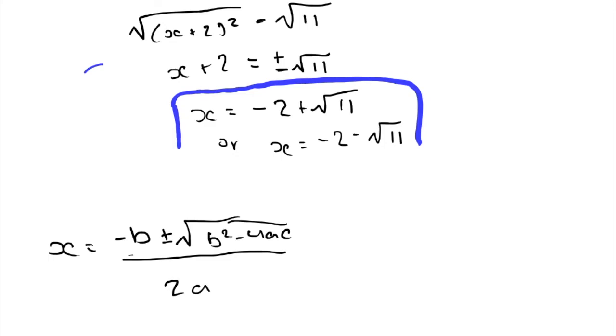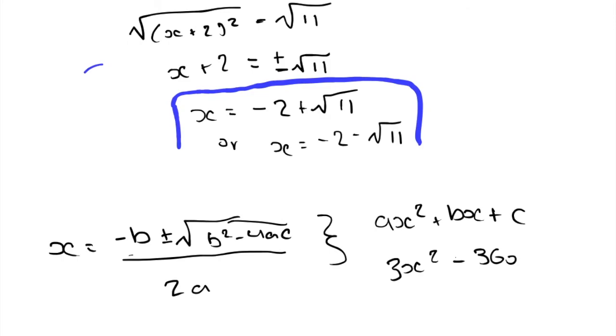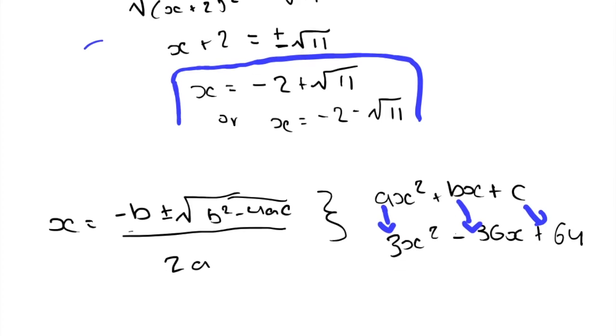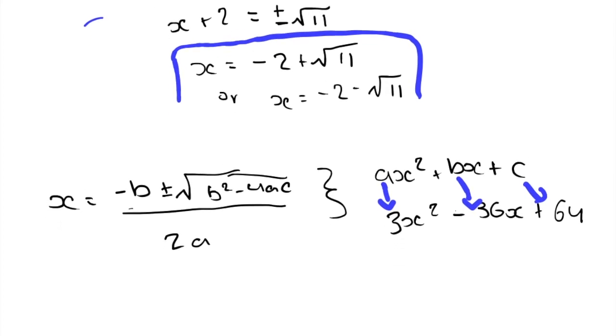Now, some of you may be asking, what is a, what is b, what is c? Well, those are the general coefficients of a quadratic equation, ax squared plus bx plus c. So if you have an equation, let's say 3x squared minus 36x plus, let's say, 64, in this case a is 3, b is negative 36, and c is 64. All you have to do to solve using the quadratic formula is plug in all the values for the variables in the formula itself, and you simply solve for x.